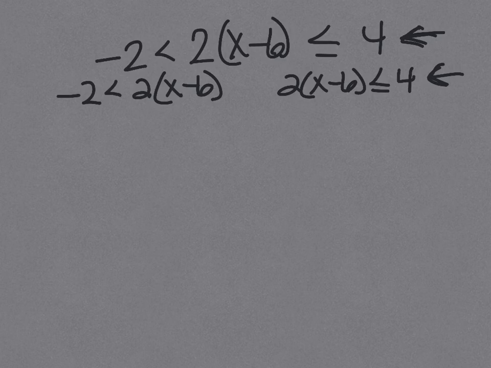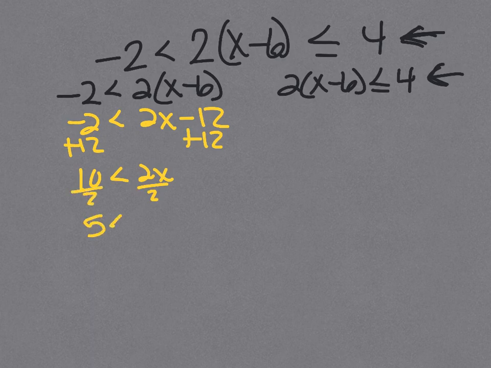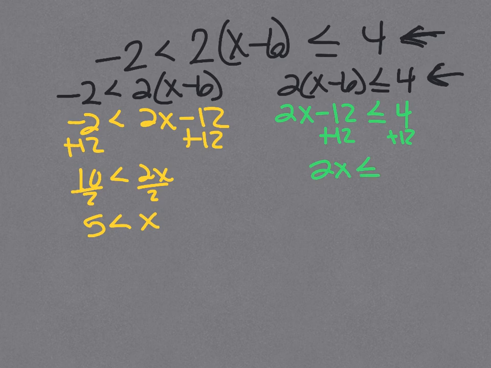All right, so let's work the first one. We're going to distribute. So 2x minus 12. We're going to add 12. So 10 is less than 2x. Divide by 2. 5 is less than x. Okay? And then on the other side, distribute. 2x minus 12 is less than or equal to 4. Add 12. 2x is less than or equal to 16. Divide by 2. So x is less than or equal to 8.